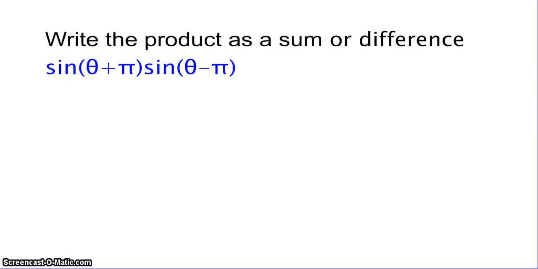So I want you to write the product as a sum or a difference. So here we have a product. I want you to write it as a sum or a difference and simplify as much as possible. I want you to pause the video and try to do that using those identities. So this is a product. We want to write it as a sum or a difference. And unpause it if you get stuck or if you're not sure what to do or when you're ready to check your work.